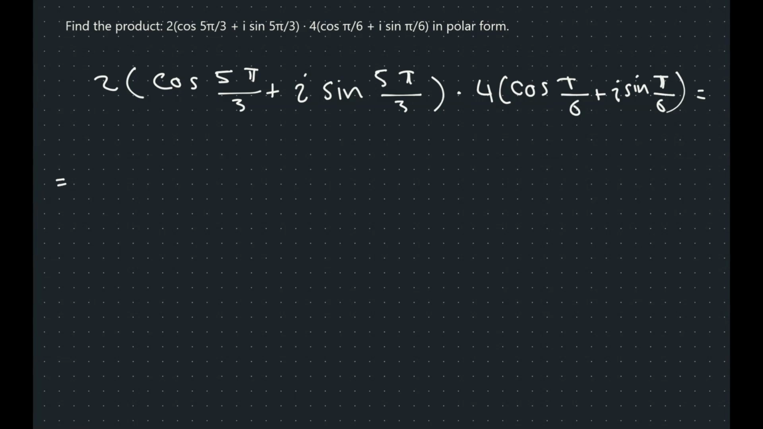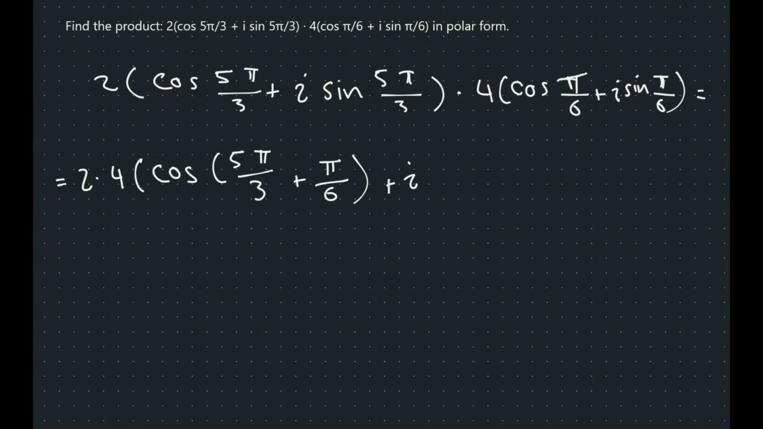So to find the answer, we will multiply these two constants here, 2 and 4. So 2 times 4, and then for cosine, we will take this part and add them together. So we will have 5 pi over 3 plus pi over 6, and then plus for the imaginary part, and for sine we will take this part plus this part. So 5 pi over 3 plus pi over 6.